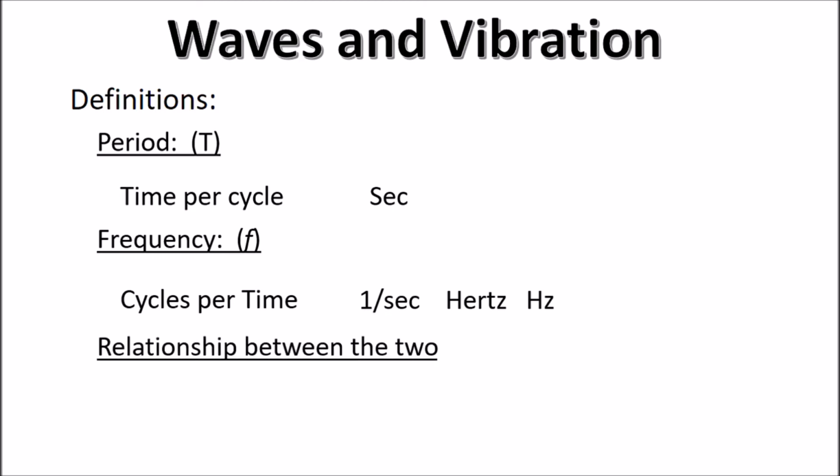Since one of them is time per cycle and the other is cycles per time, it should be obvious that there's a relationship between the two. If we have frequency, we can easily find the period. They're inverses of each other. So the period, T, is 1/frequency, and likewise, the frequency is 1/period. You only have to find one of them, and you take the inverse on your calculator, that's the x to the -1, and that will give you the other.